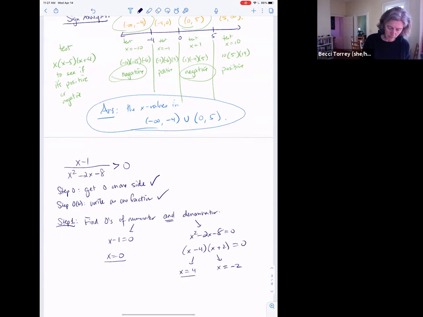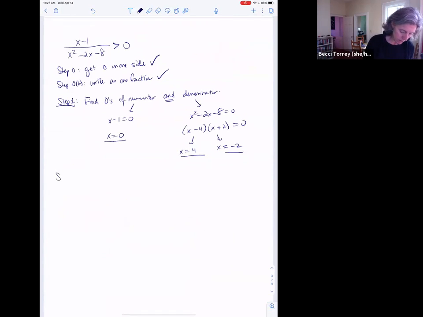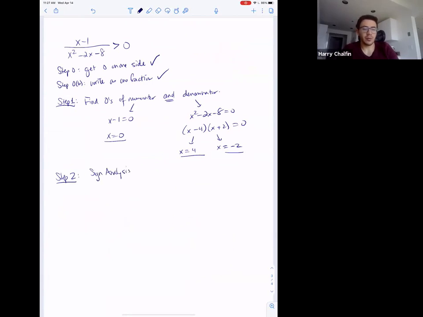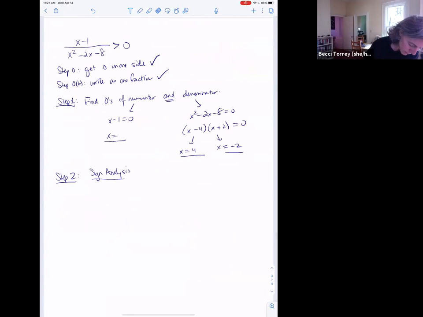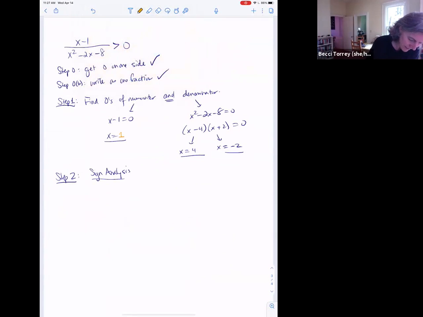So now when we set up our number line, we have to use all 3 of these things as breakpoints. So step 2, our sign analysis. Isn't that x equals 1? Did I do it wrong? Yes, thank you. This is x equals 1, not x equals 0. Otherwise, my whole thing would have been messed up.